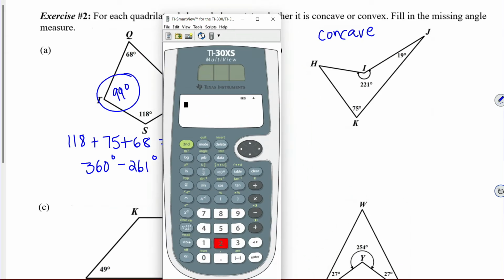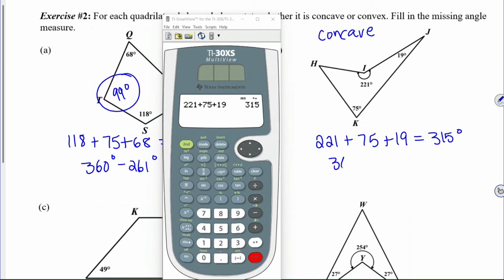So I'm going to take my big old reflex angle first, 221. I'm going to add to it 75. And I'm going to add to it 19. And I'm going to get 315, so let me just write that down. 221 plus 75 plus 19 is going to be 315 degrees. And now I'll do 360 minus 315.